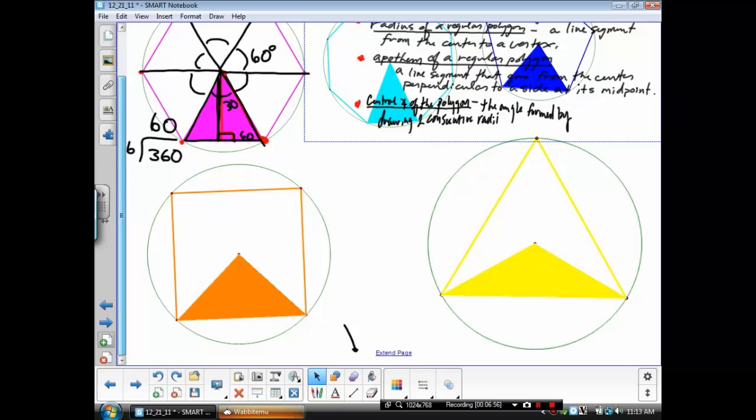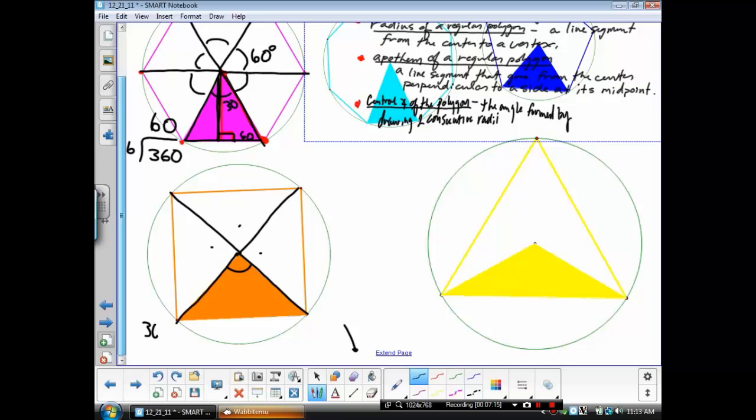Think about 2 consecutive radii. That's your central angle. And how many central angles are there going to be? 1, 2, 3, 4, right? So we take 360 divided by 4, and we end up with 90 degrees. So in a square, the 2 consecutive radii form a 90-degree angle.